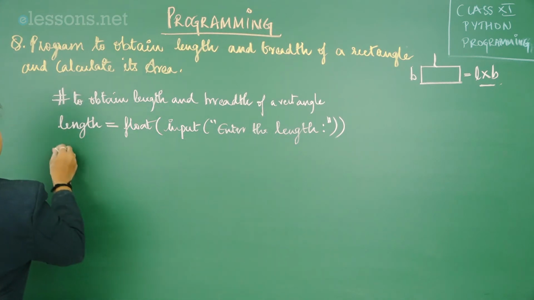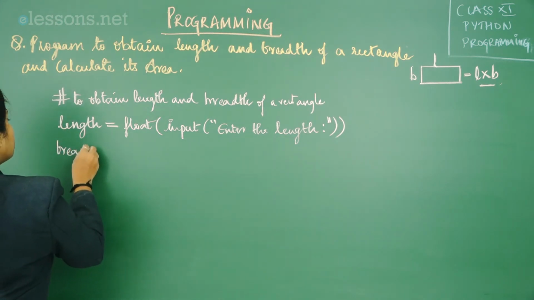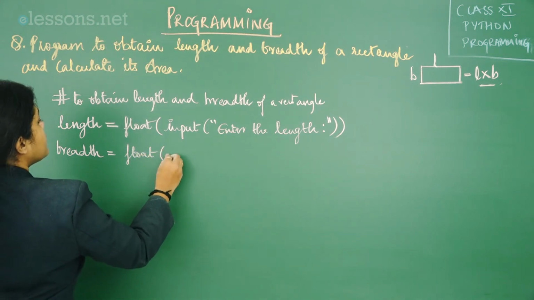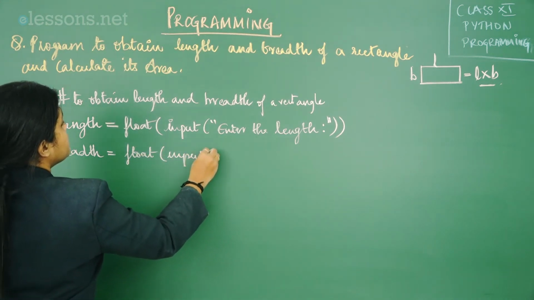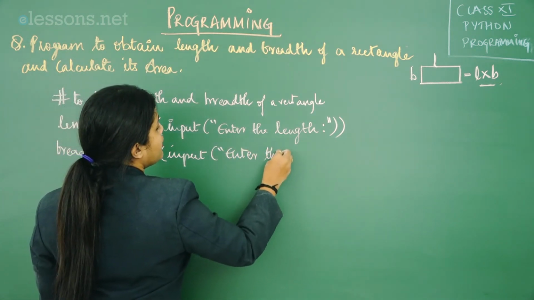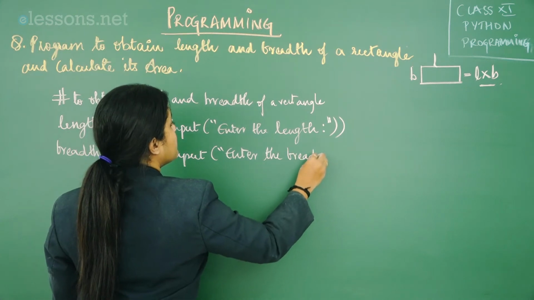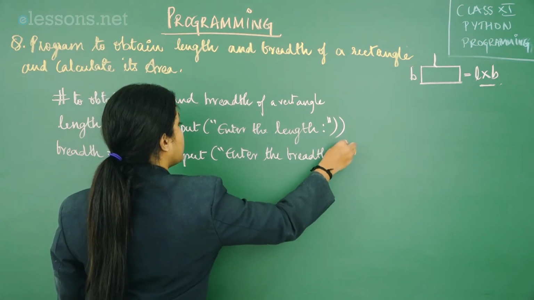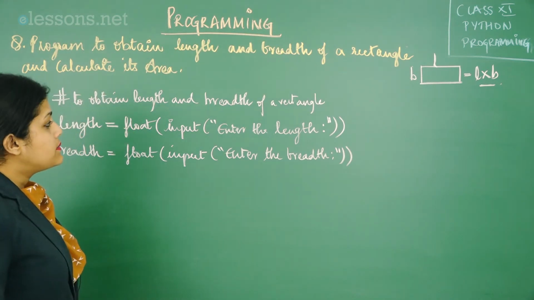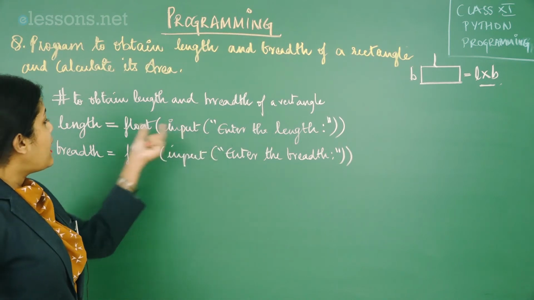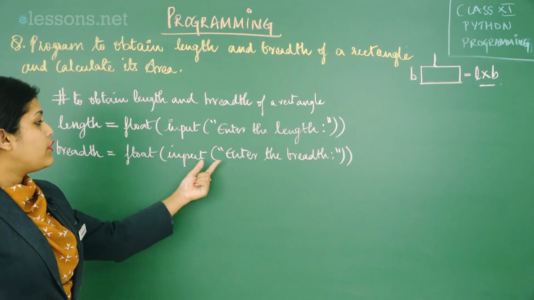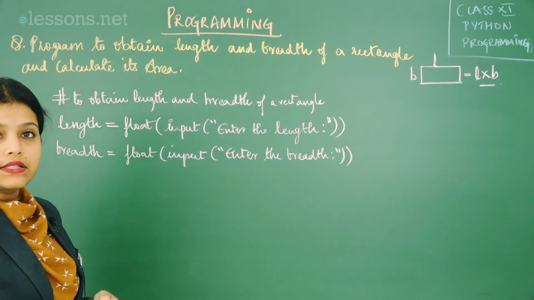Okay. The next, breadth is equal to float, input, enter the breadth. Okay, so now once I get the value of the length, it is assigned to the variable length here. Then the value of breadth will be assigned to the variable breadth here.